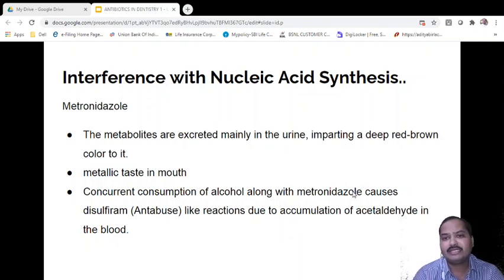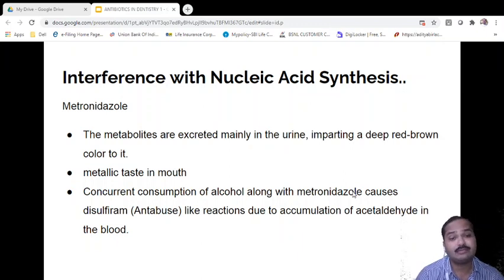It is rapidly and almost completely absorbed from the small intestine, and very little reaches the colon, and food does not affect its bioavailability. But the drug is metabolized mainly in the liver and excreted mainly in the urine, imparting a very deep reddish brown color to the urine. It also crosses the placental barrier and is present in the milk of lactating mothers. There is also a metallic taste in the mouth whenever the patient is taking metronidazole.